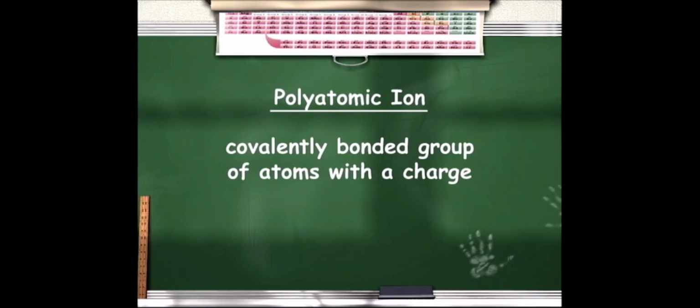If the group has a positive charge, it has one fewer electron than expected. If the group has a negative charge, it has one more electron than expected. Let's look at an example, and this should make sense to you. The nitrate ion is made of one nitrogen atom and 3 oxygen atoms, and has a charge of -1.